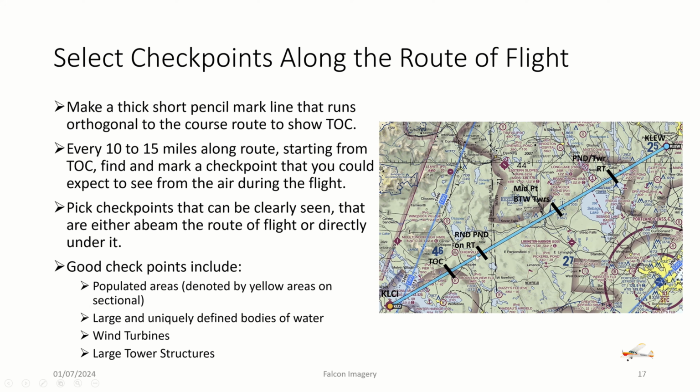In some cases, there are wind turbines that are good places to use, or railroad tracks, or power lines are another option, or large tower structures, which you see right here that I've picked for my next checkpoint. And then lastly, I got a checkpoint here where there's a big tower line, a tower, and a round pond or lake.